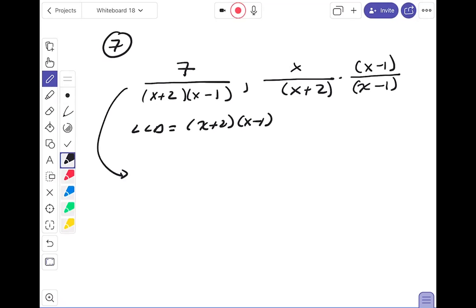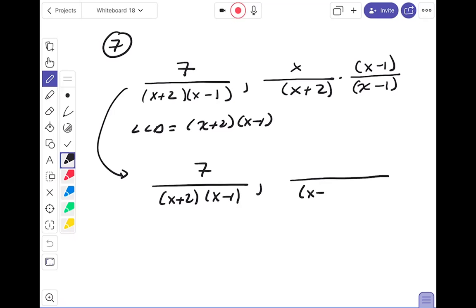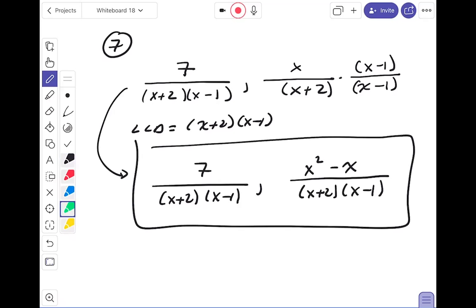Let's write it down. This is 7 over x plus 2, x minus 1, comma, well, it's still the same thing, x plus 2, x minus 1, same denominators. What do you get in the top, the numerator? You get x squared minus x. Put a box on this over here. And again, I'm going to get my little green pen out and see how I did. See if I did the right thing. I'm seeing this. And I'm seeing this. Good job. All right, let's go to number 8.